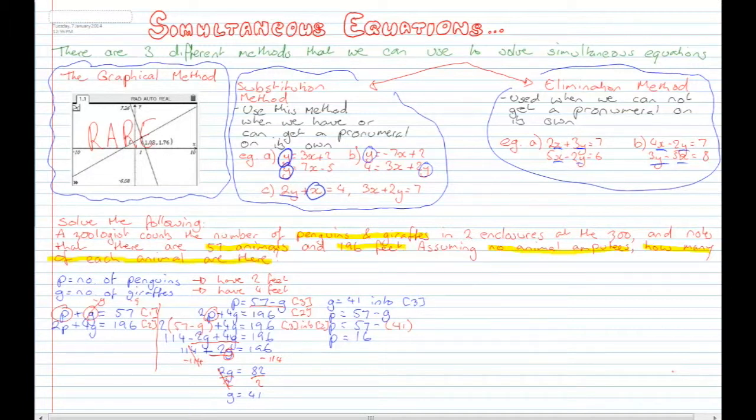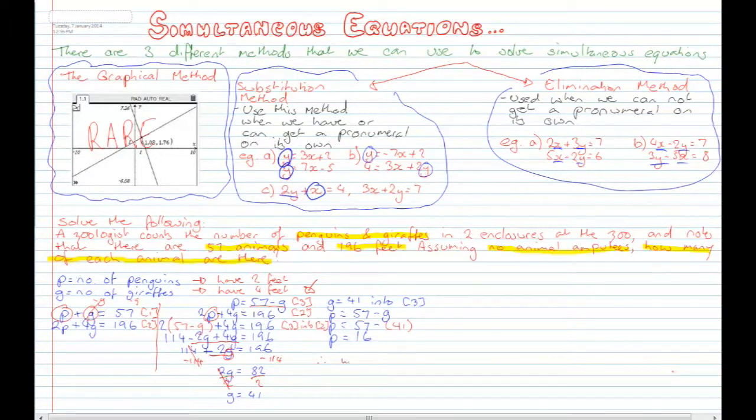Now that we know that we have 41 giraffes, we can substitute this into one of the equations. Now I've chosen here equation 3 because we are trying to find the number of penguins, and we've already got an equation for that. So we're going to substitute G equals 41 into equation 3. So penguins is equal to 57 minus G is the equation. So instead of writing G, I know that G is equal to 41. So I go penguins is equal to 57 minus 41. 57 minus 41 of course is 16.